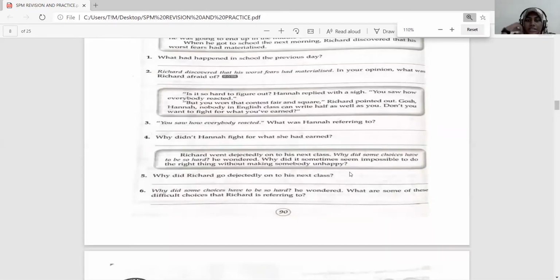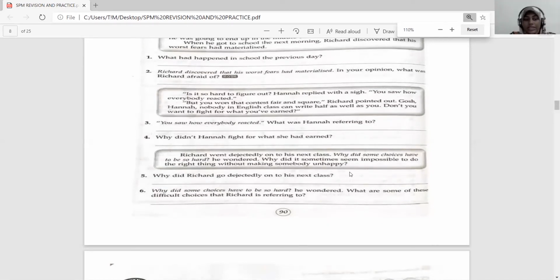Okay, number five. Richard went dejectedly on to his next class. Why did some choices have to be so hard? He wondered. Why did it sometimes seem impossible to do the right thing without making somebody unhappy? Why did Richard go dejectedly on to his class? Because his brother Gus spoke to him and told him what the other students were saying about him being unpatriotic. Gus was very angry with Richard because he had declined. So he was thinking about that when he entered the next class.